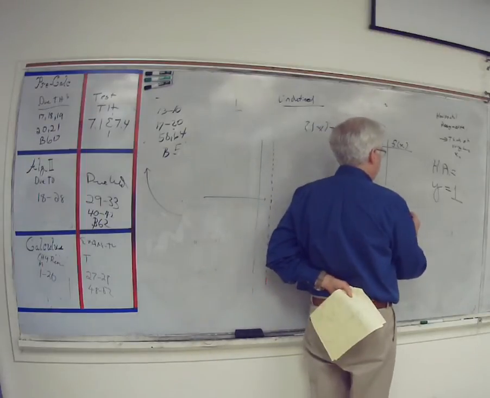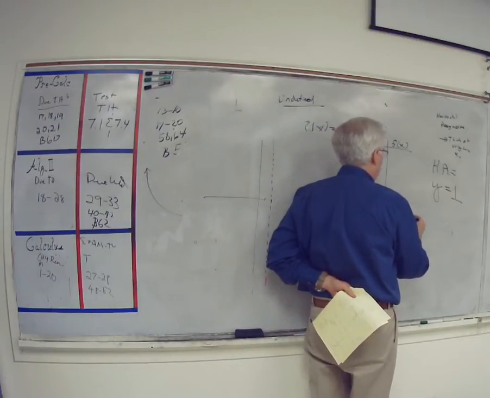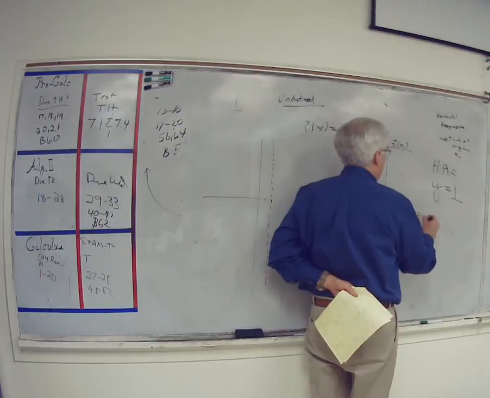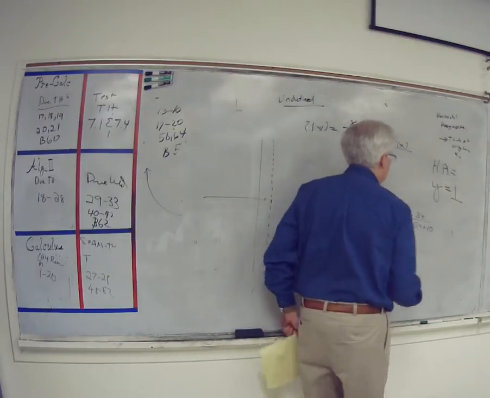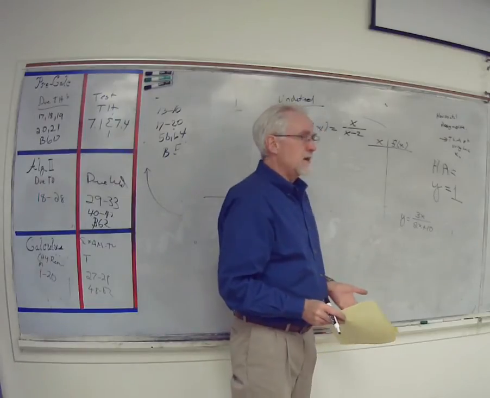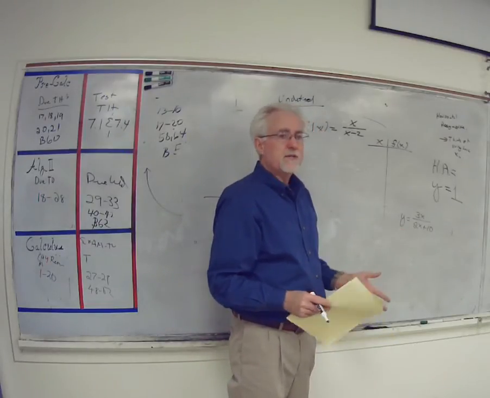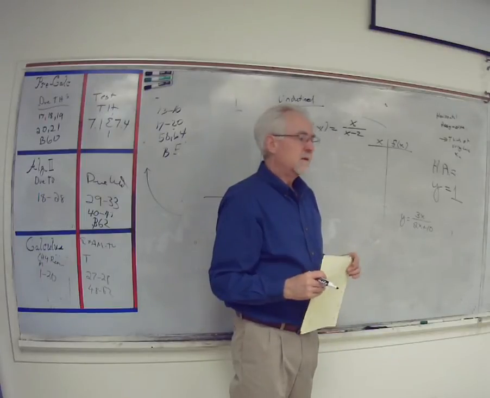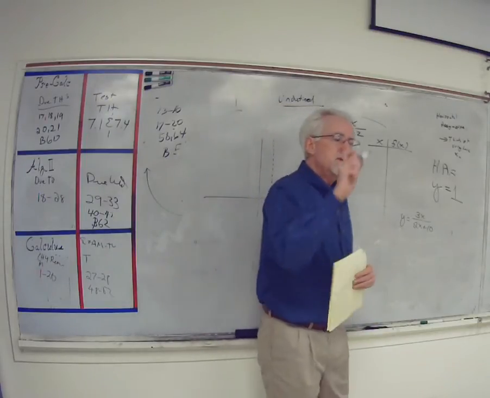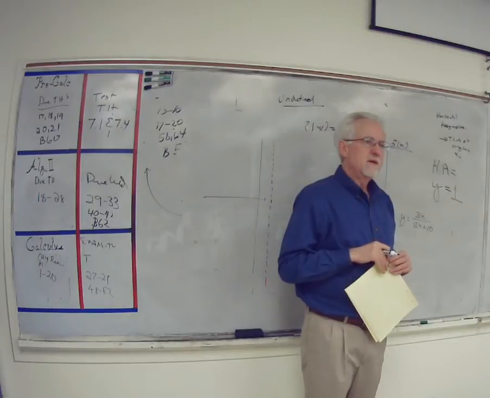What if I had y is equal to 3x over 2x plus 10? Now to find the horizontal asymptote, I imagine that x is what? 1,000,000. Josie, it looks like you have a question.